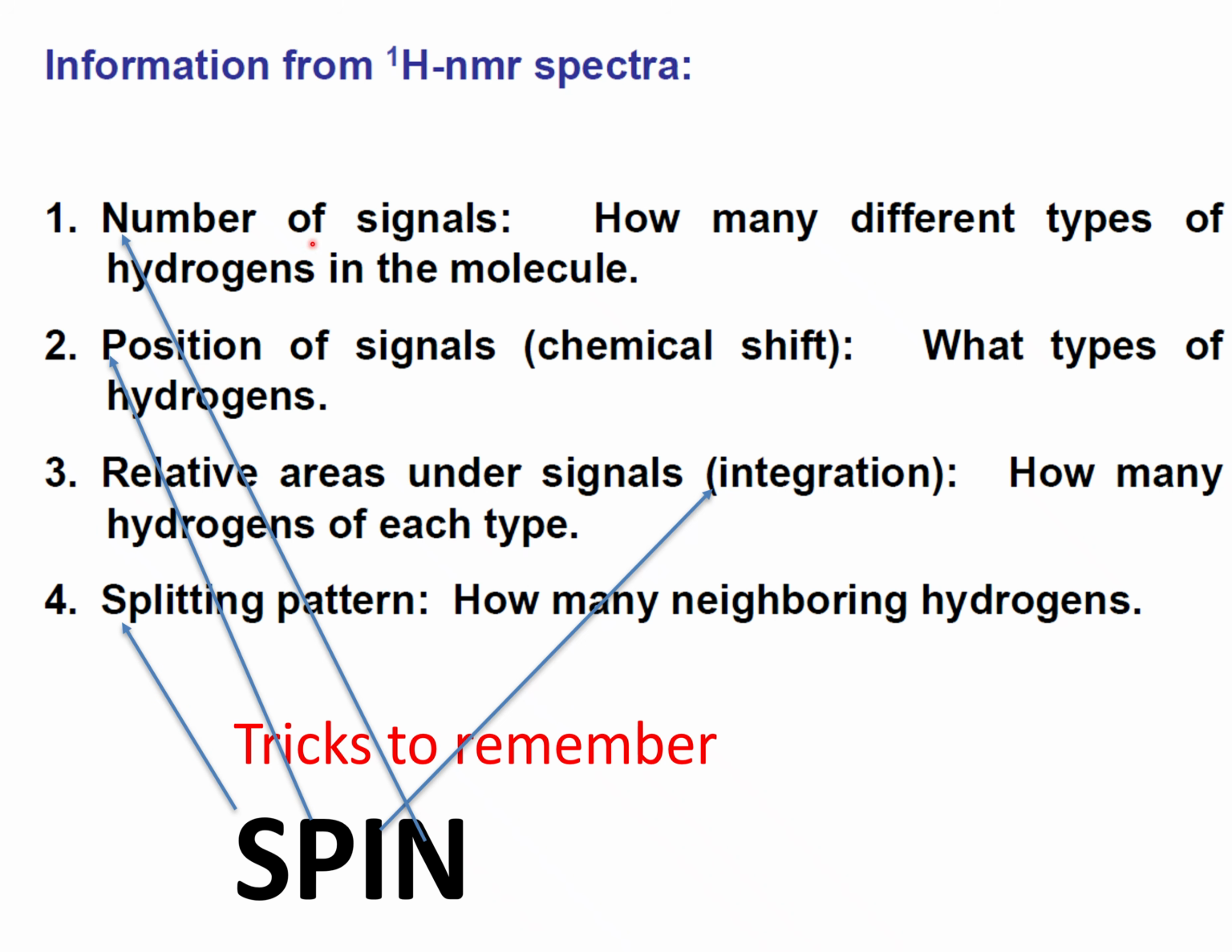What does the number of signals mean? It means how many different types of hydrogens are in a molecule, and the position of the signal means what type of hydrogens. That is also called chemical shift. Then intensity or integration means how many hydrogens of each type. And the splitting pattern tells how many neighboring hydrogens. It may be very difficult to understand this, so just follow my following slides.